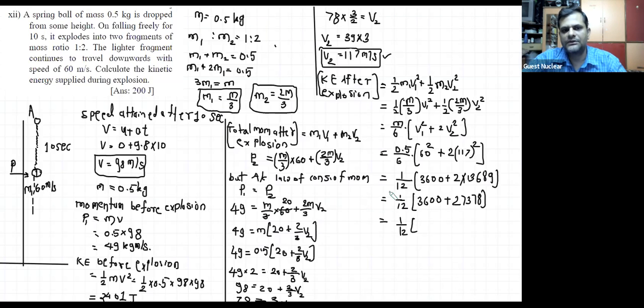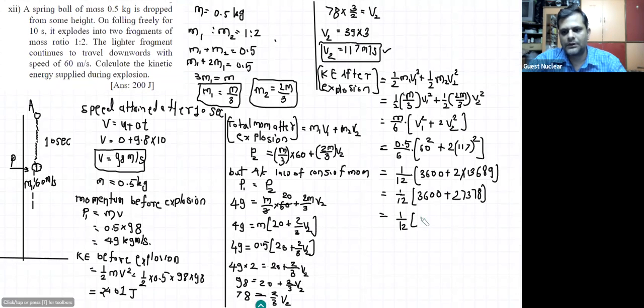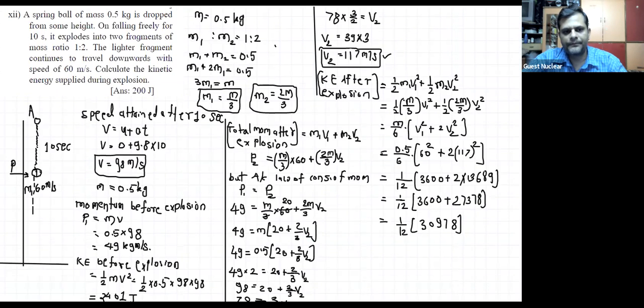Okay, it comes out to be 30,978, 3978. So it is going to be 3978. If you just divide it by 12, so it comes out to be 2,581.5.